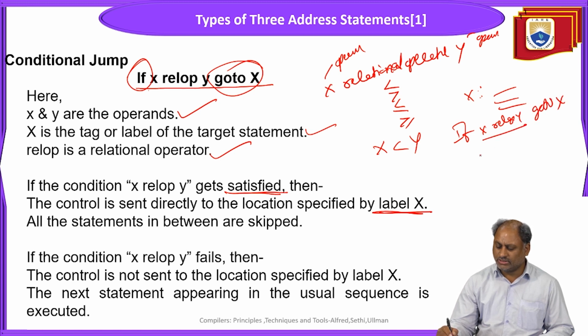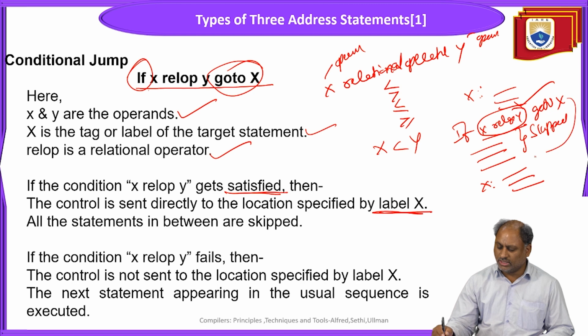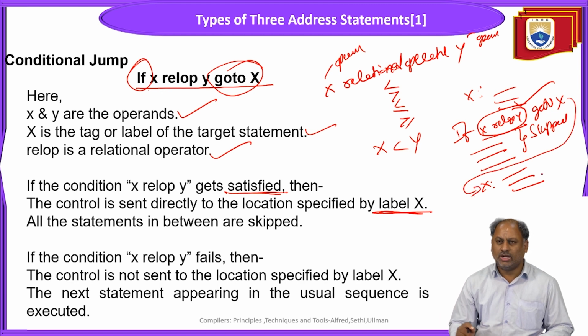Suppose this condition contains a list of statements, and x also contains some list of statements. Whenever the condition is satisfied, it skips the statements following it, and control goes directly to the label x, where those statements are to be executed. That is the meaning of "if x relational operator y go to x". All the statements in between will be skipped, and the ones at x are executed.